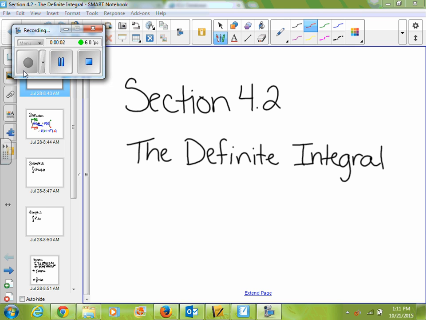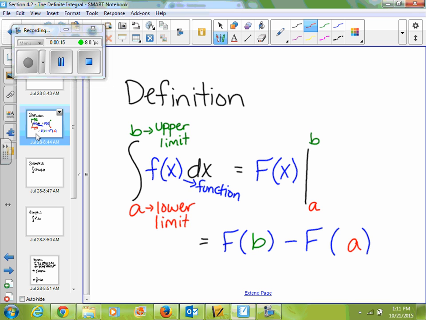Okay, so today we're going to go over 4.2, which is the definite integral. Yesterday we looked at integral problems, meaning finding the area under a curve, which is what an integral does. Today we're going to look at the easier way of doing rectangles.